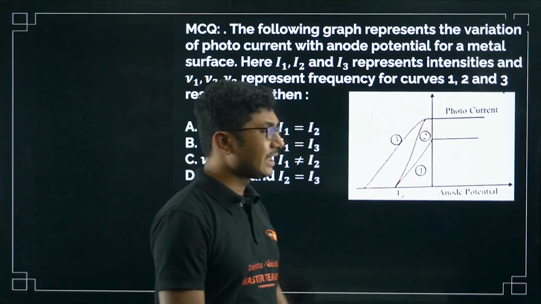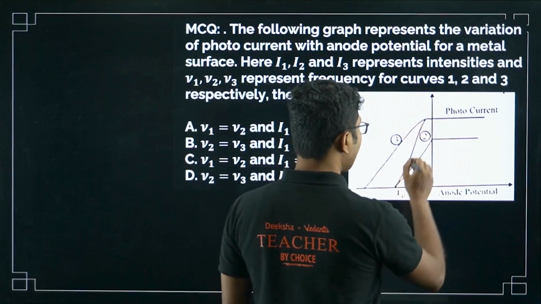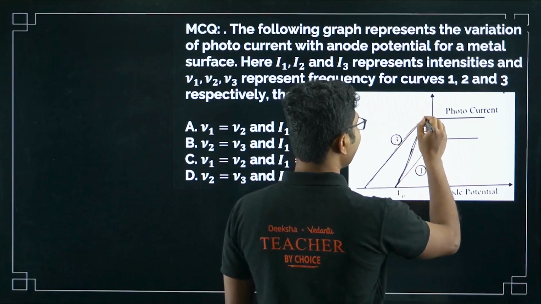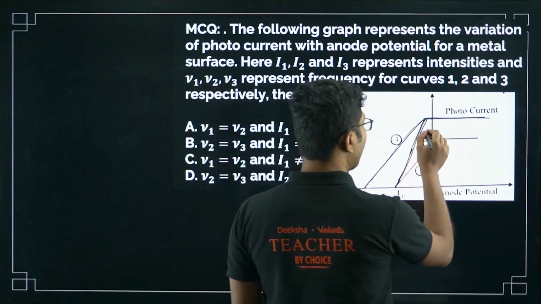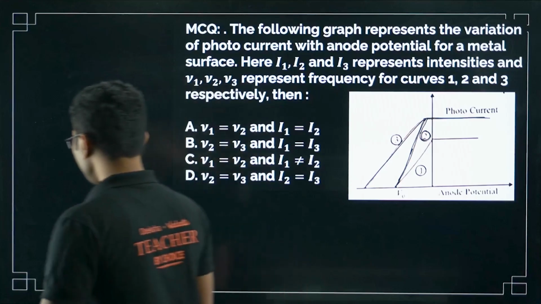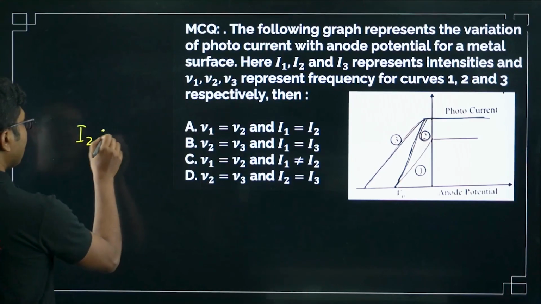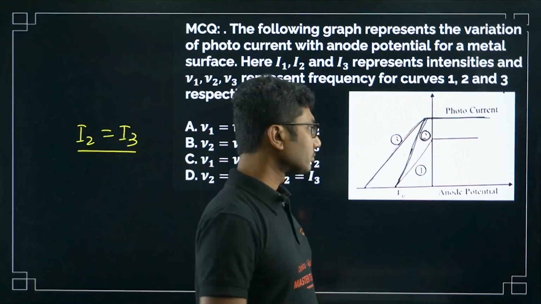First of all, we will check what the intensity relation is. As you can see, these 2 lights, number 2 and number 3, are giving you the same saturation current. So the intensity of 2 and 3 must be equal. So I2 must be equal to I3, because they are giving you the same saturation current.